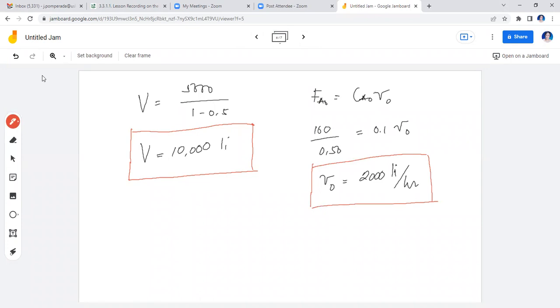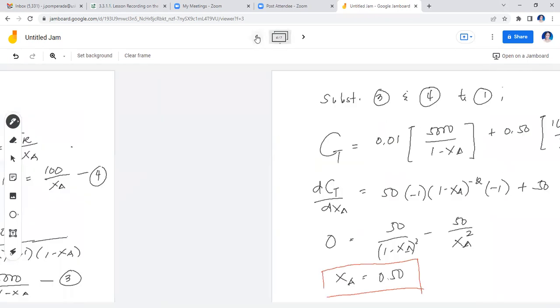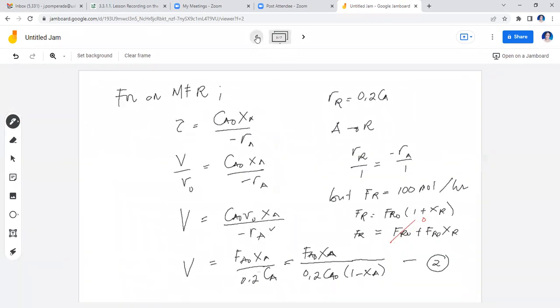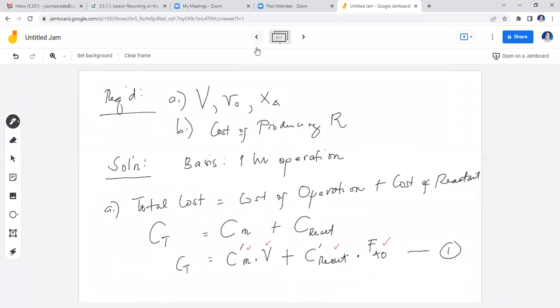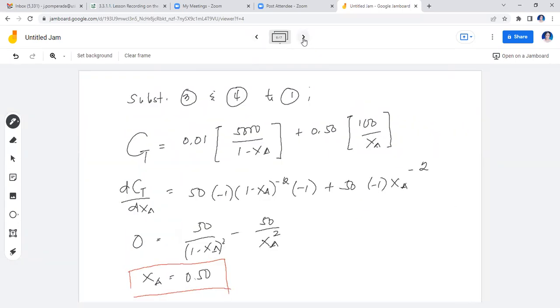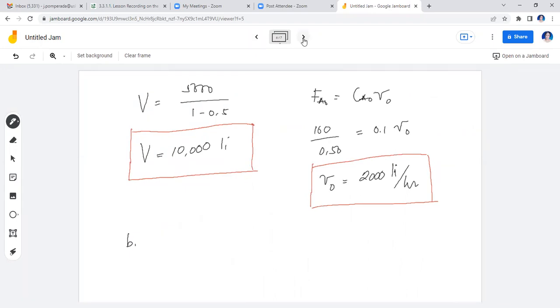Now we go to letter B. The cost of producing R. So what's the cost of producing R? How do you compute for the cost of producing R? Of course, you first need to determine the total cost. So you go back to our equation 1. So our total cost is equal to the cost of operating the reactor.